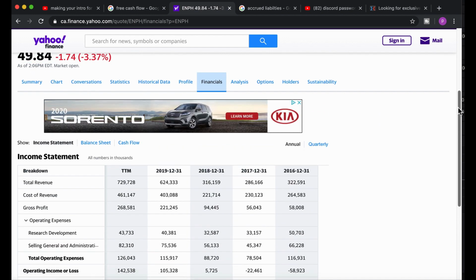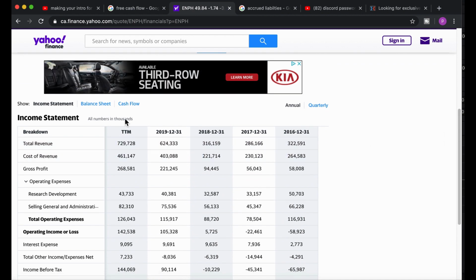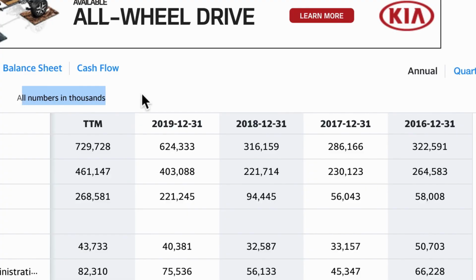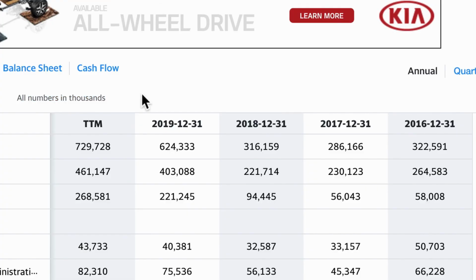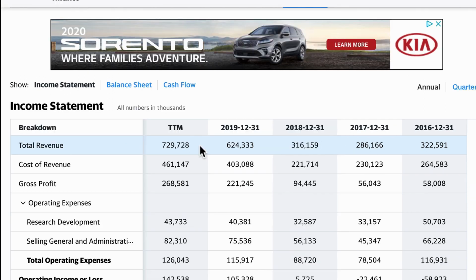So it brings us to this page of the income statement, balance sheet, and cash flow statement. And you can see up here in the left-hand corner, it says all numbers in thousands. So that means that this number right here is 729 million, not 729,000. So we're going to start here with total revenue.